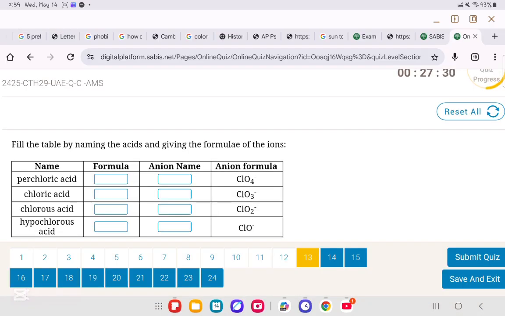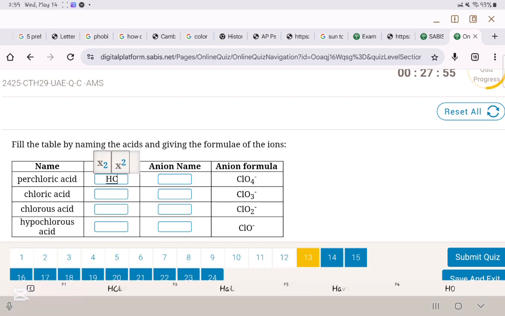Move on to question number 13. Here you should remember the formula. So when they tell you we're dealing with acids, we're naming the acids of the given formulae. We know that these are the anions. So very simply, the formula is going to be what? H, because remember, acids always have hydrogen in them. So it's going to be H and then the anion.